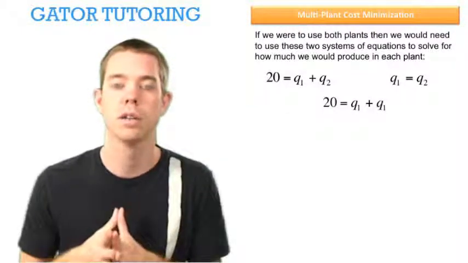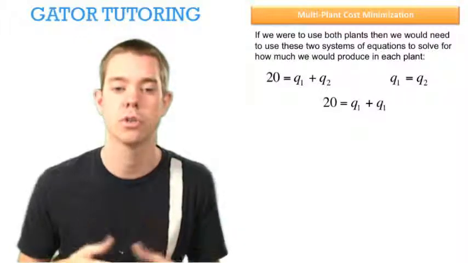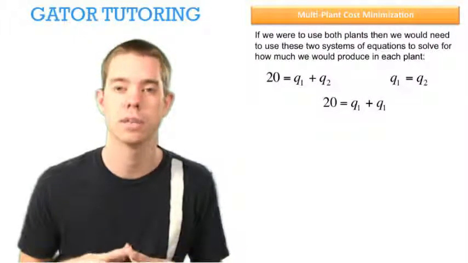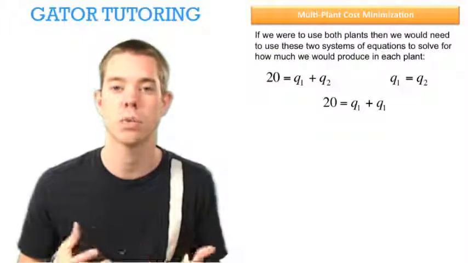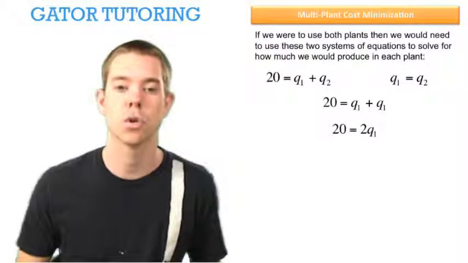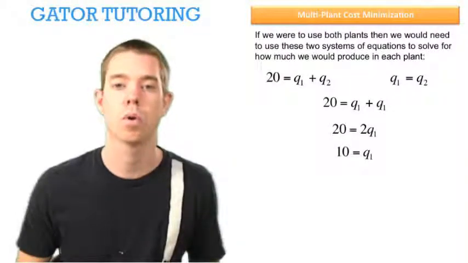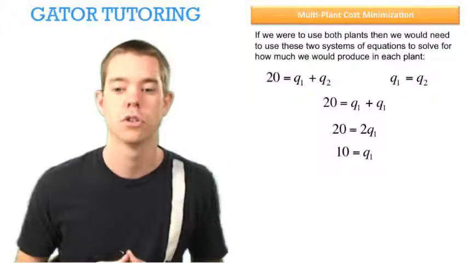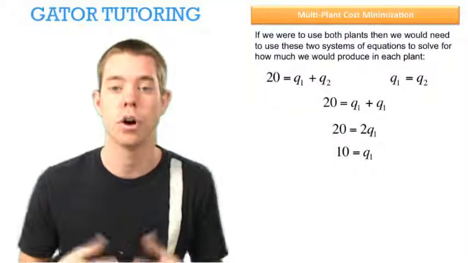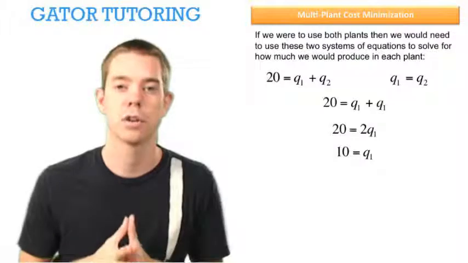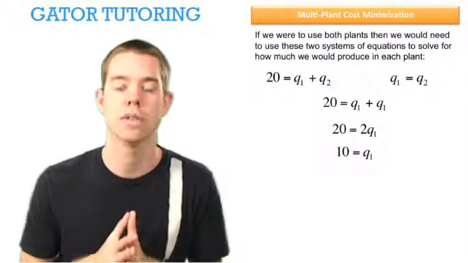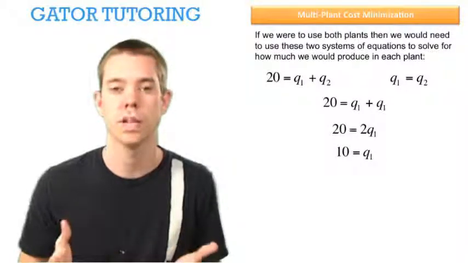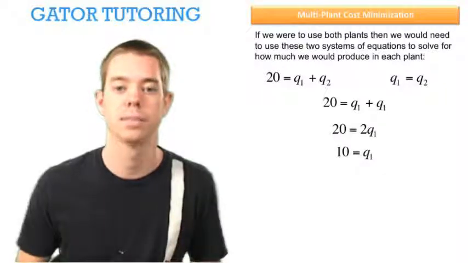We can plug in for one of the variables, so I chose to plug in for Q1 because Q2 is just equal to Q1. And I see that 20 was equal to 2Q1, or Q1 is equal to 10. So it's not too hard to see that Q2 is also equal to 10. And like we said earlier, we were just going to split this production evenly. So 20 split evenly is 10 in each plant.